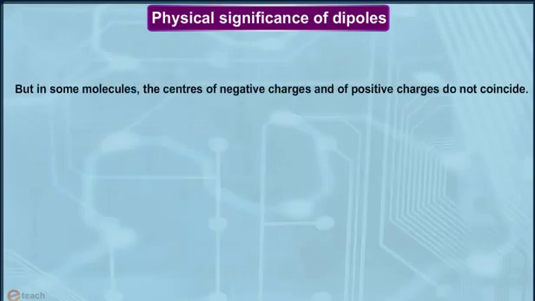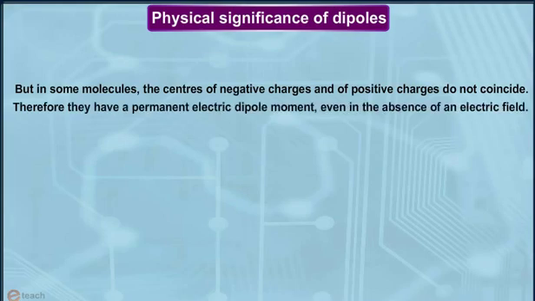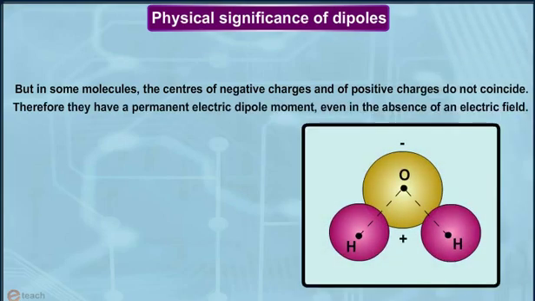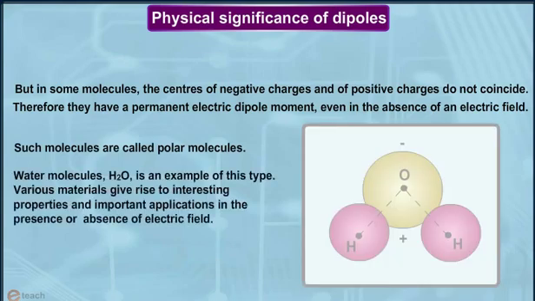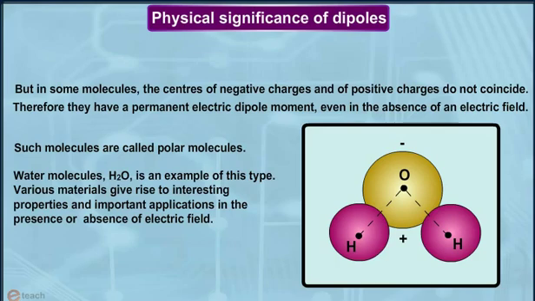But in some molecules, the center of negative charges and of positive charges do not coincide. Therefore, they have a permanent electric dipole moment, even in the absence of an electric field. Such molecules are called polar molecules. Water molecule, H2O, is an example of this type. Various materials give rise to interesting properties and important applications in the presence or absence of an electric field.